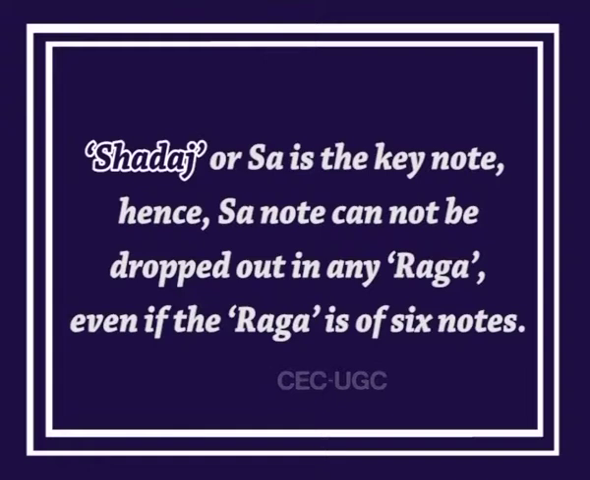This number of notes determines the jati of a rag. Before going into the detail of jatis, let's know about another very significant rule, which is deeply connected with the previous rule. That is, in every Indian rag, shadaj or sa is the keynote. Hence, sa note cannot be dropped out in any rag, even if the rag is of 6 notes. Any other note except sa can be omitted, but not sa.